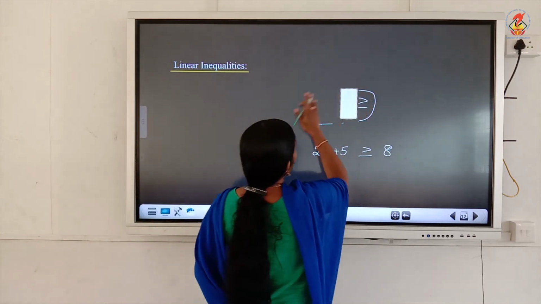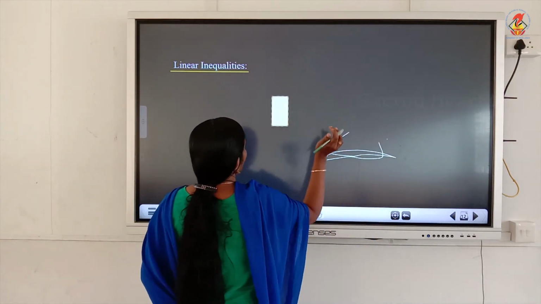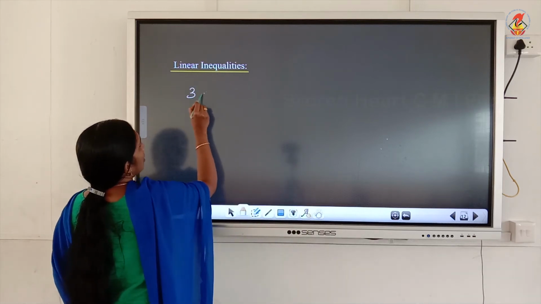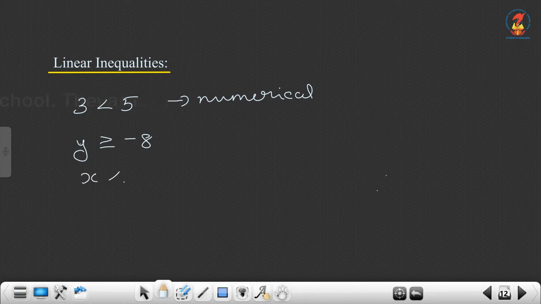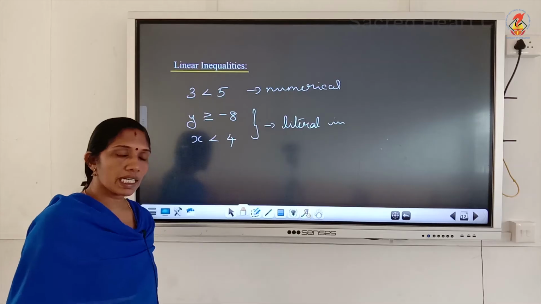There are different types of inequalities. So, this one, 3 less than 5. 3 and 5 are real numbers. So, this is known as numerical inequality. Then if I use any variable, suppose y is greater than or equal to minus 8 or x is less than 4, these are known as literal inequalities. So, numerical inequalities, this one, literal inequalities.